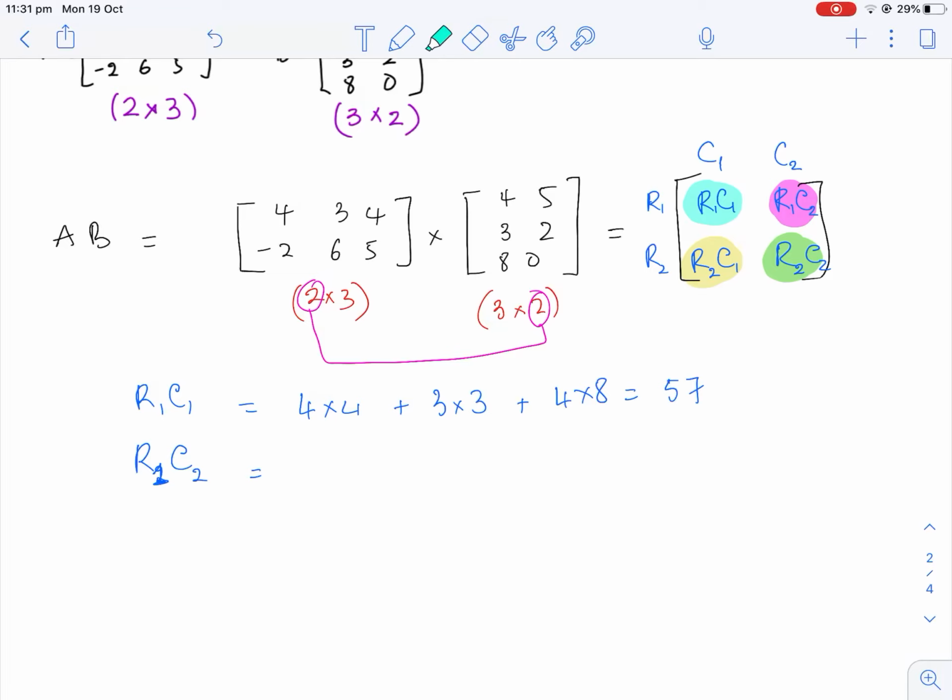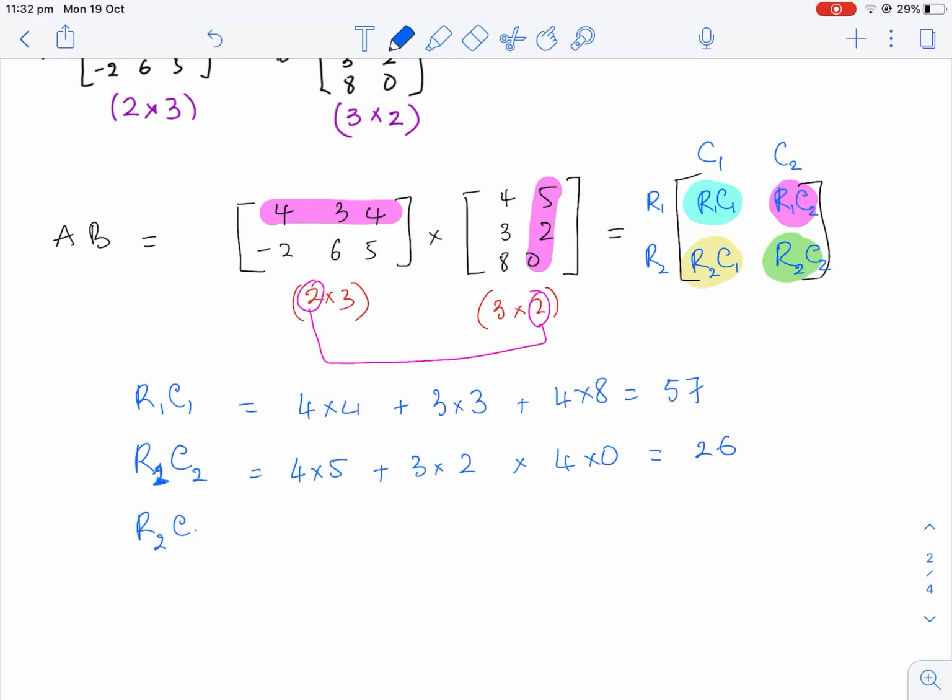All right. So the pink here is row 1, column 2. So it's going to equal 4 times 5 plus 3 times 2 plus 4 times 0, which equals 26. Move on to the yellow one.